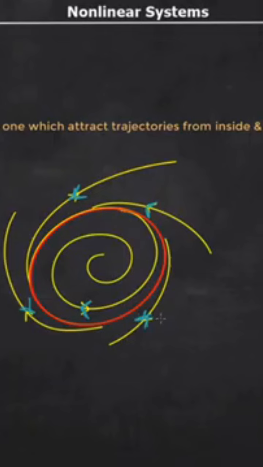That is, if some trajectories which are sufficiently close to a cycle converge to that cycle as t tends to infinity and others diverge from that cycle, we call the cycle a half stable limit cycle or semi-stable limit cycle of the system.